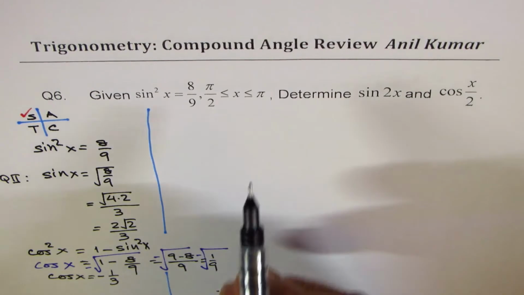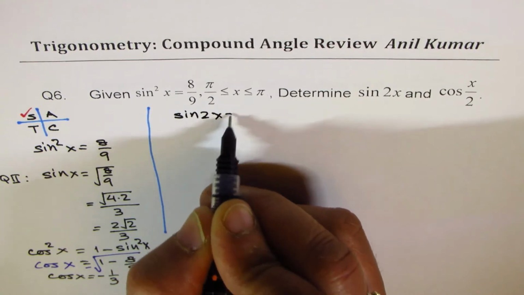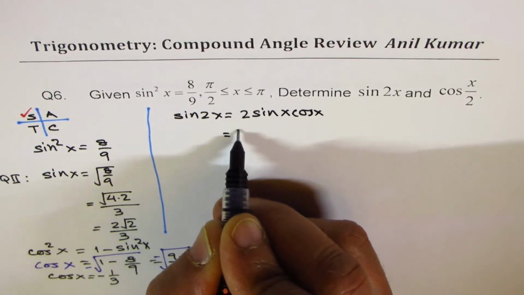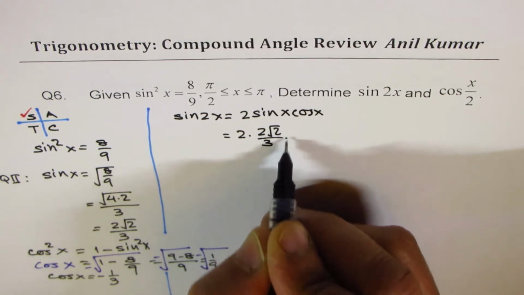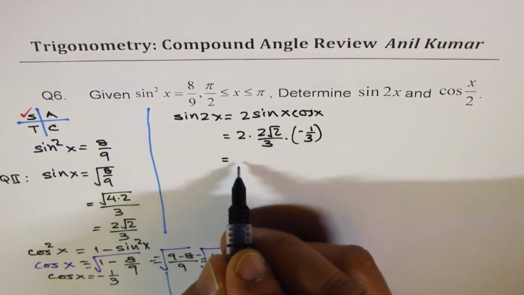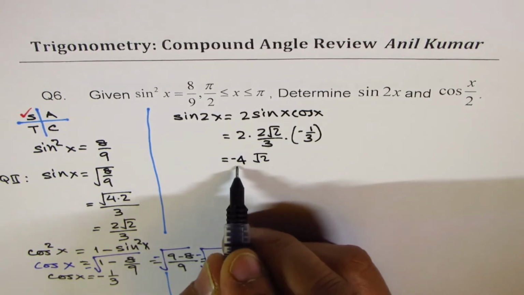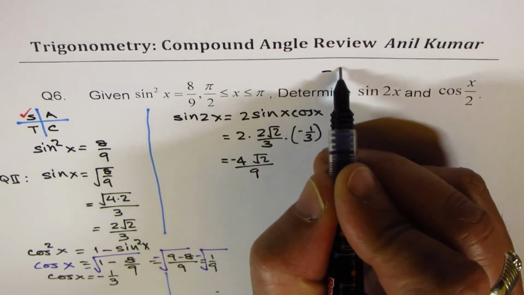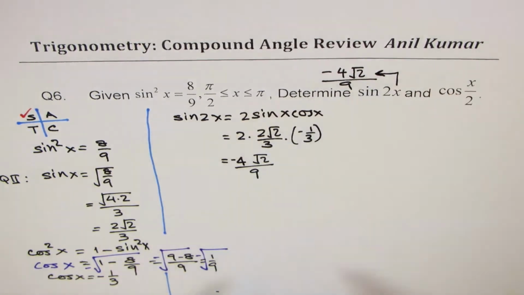Okay. Now we need to find what sine 2x is. So sine 2x could be written as 2 times sine x cos x. So that means 2 times sine x is 2 square root 2 over 3, and cos x is negative 1 over 3, right? So 2 times 2 is 4, negative value because of this, square root 2 over 9. So that becomes the value of sine 2x. So this answer is negative 4 square root 2 over 9. So that is sine 2x.